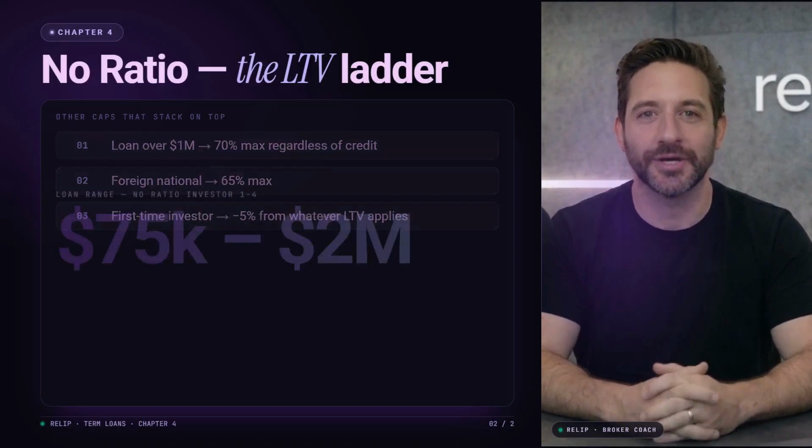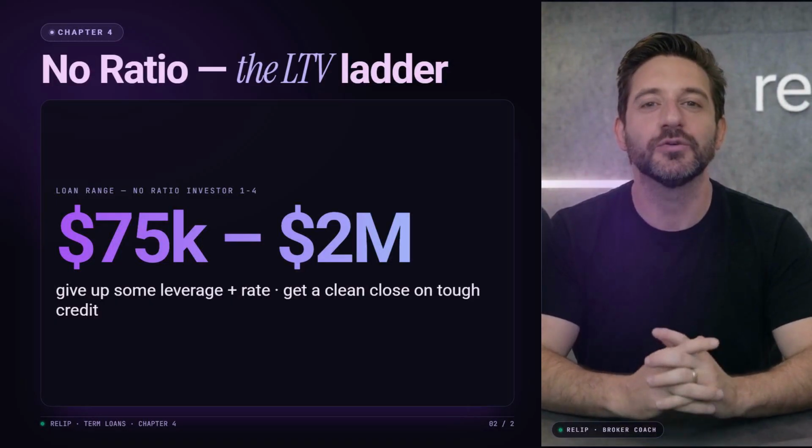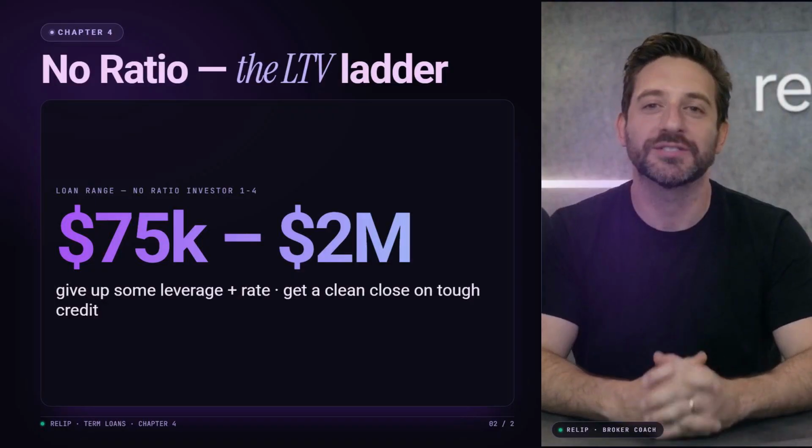The bottom line on no ratio: you give up some leverage, you give up some rate. In exchange, you skip the rent test and you can close credit scores most other lenders won't touch.